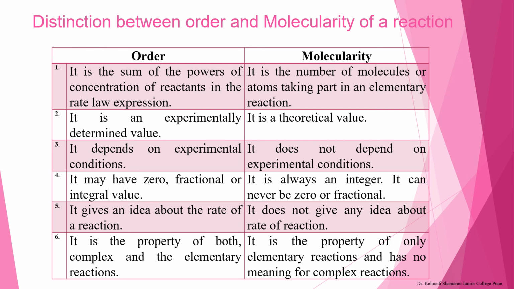Order may be zero, fractional or integral. Molecularity is always an integer. It can never be zero or fractional. Order gives an idea about the rate of reaction, whereas molecularity does not give any idea about the rate of reaction. Order is the property of both complex and elementary reactions. Molecularity is the property of only elementary reactions and has no meaning for a complex reaction.